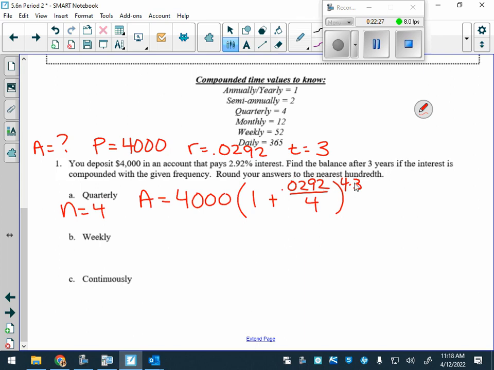Those of you with the older calculators that actually show the caret there, okay, the actual exponent piece, you will need parentheses around 4 times 3 or whatever number times the year, okay, if you can't calculate it off the top of your head, okay? So just keep in mind, little things like that with calculators will come up.